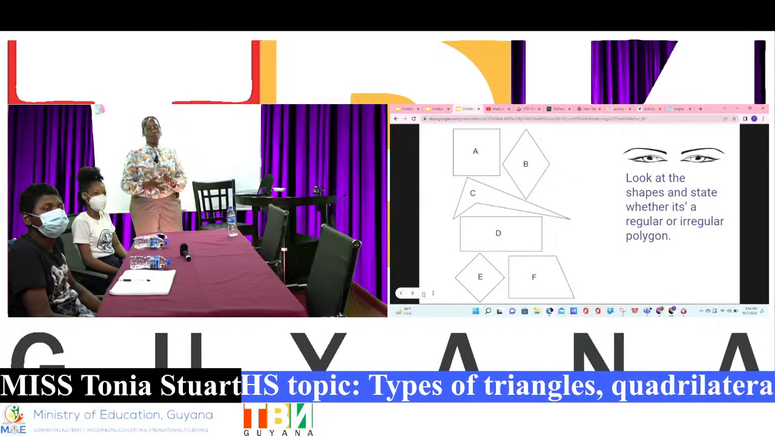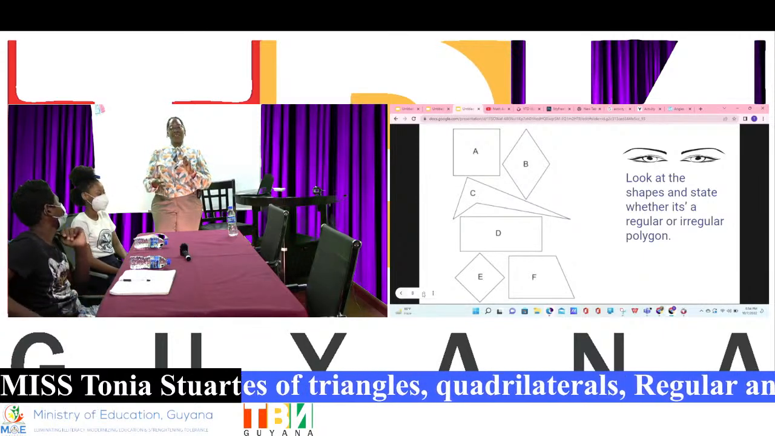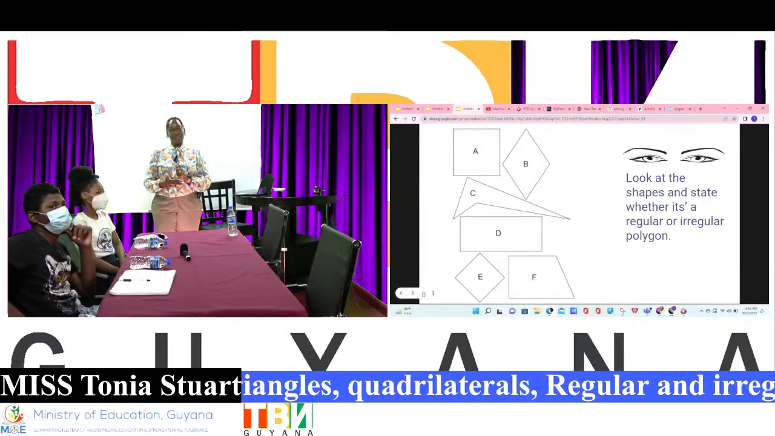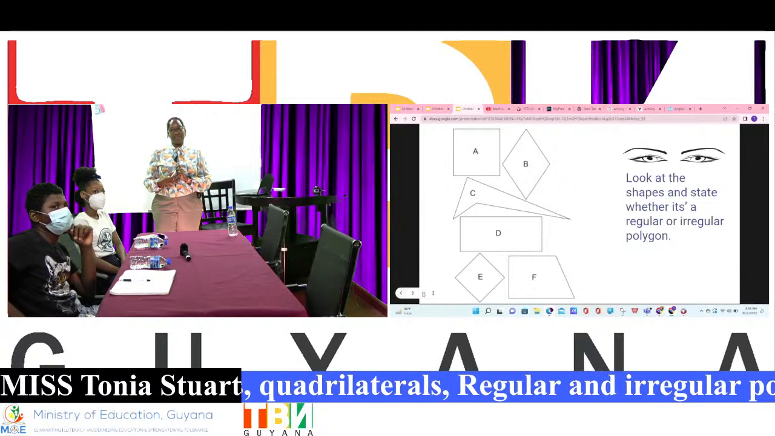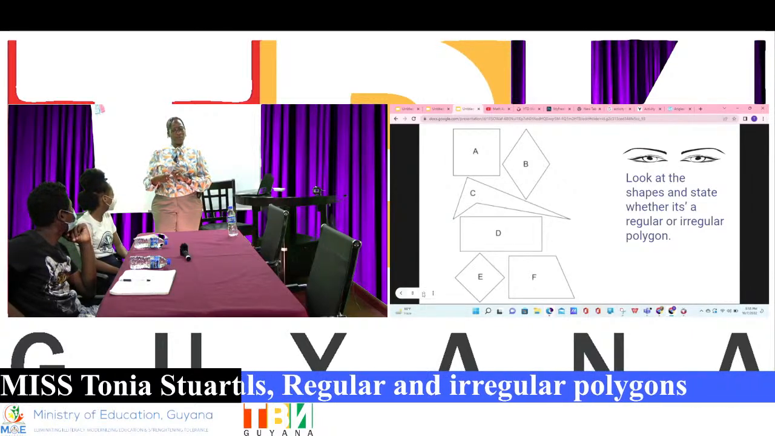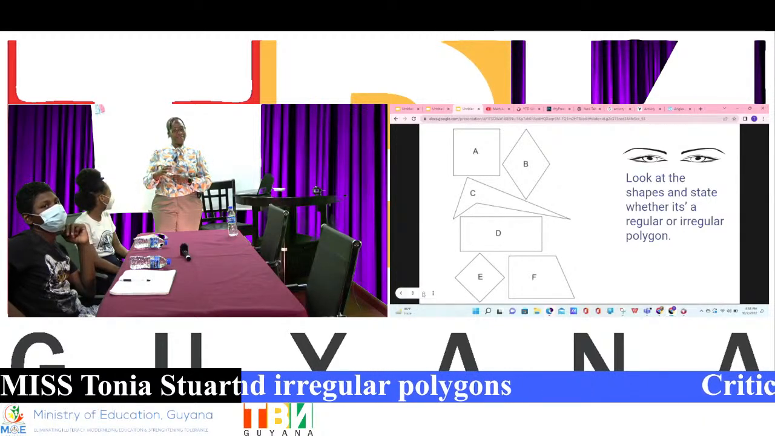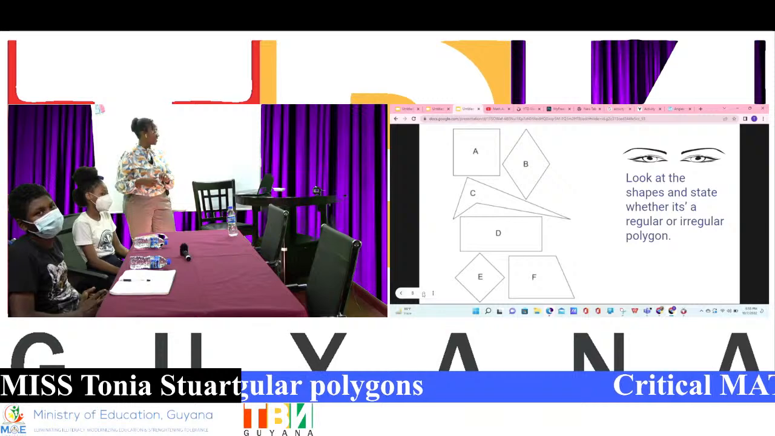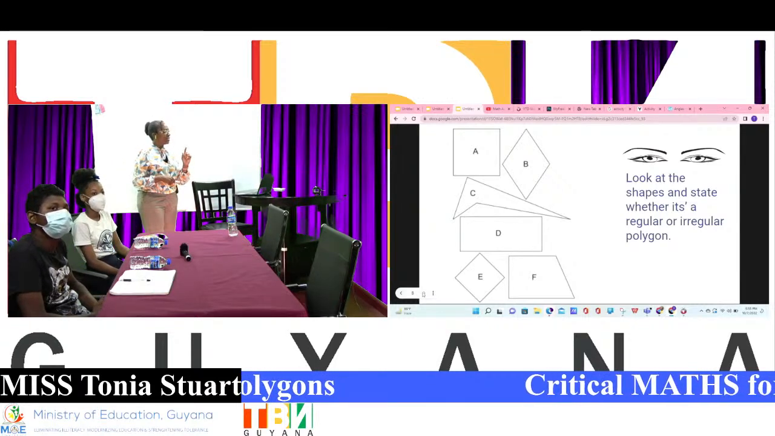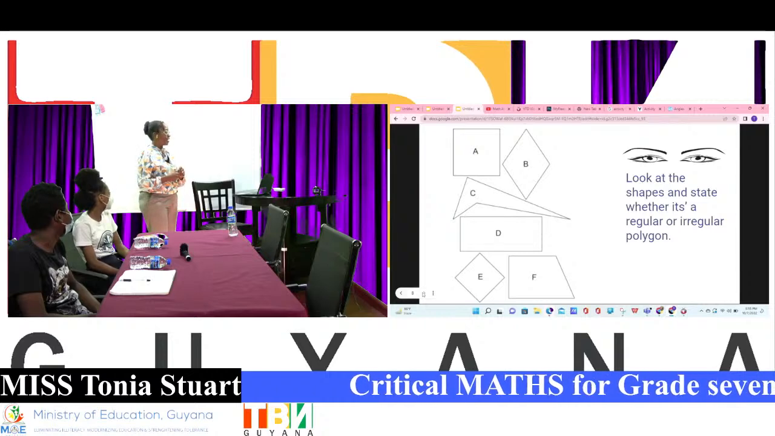Triangle or quadrilateral? Quadrilateral. Regular or irregular? Irregular. Sure? Yeah. Why? Because it doesn't have 4 equal angles. Okay, great. There are not 4 equal angles. All right. What is the name of that shape? A rectangle. A rectangle. E.